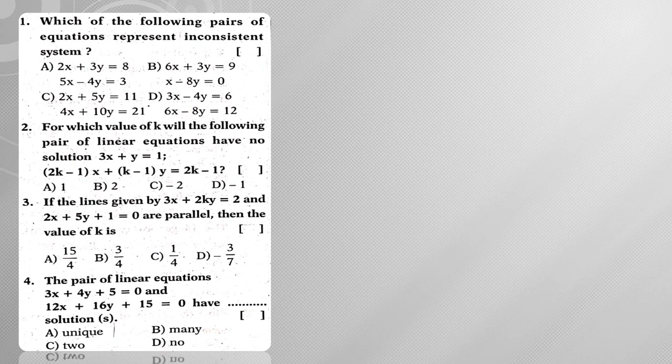Myself Raza, and in the previous video we discussed the previous questions of linear equations, pair of linear equations in two variables. So let us discuss some more questions with different models related to this chapter. Question number 1: which of the following pairs of equations represent an inconsistent system? Inconsistent system means a1 by a2 is equal to b1 by b2 not equal to c1 by c2. If this condition is satisfied, then we can say that the pair of equations is inconsistent.